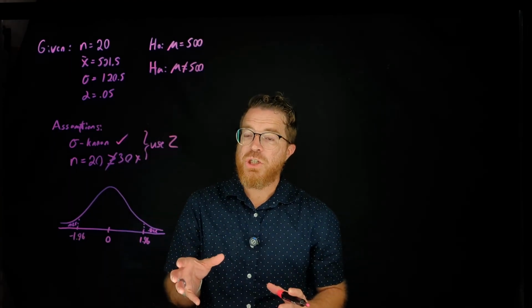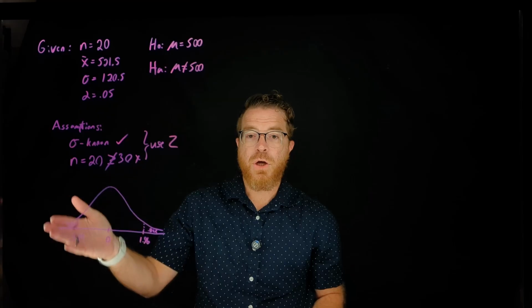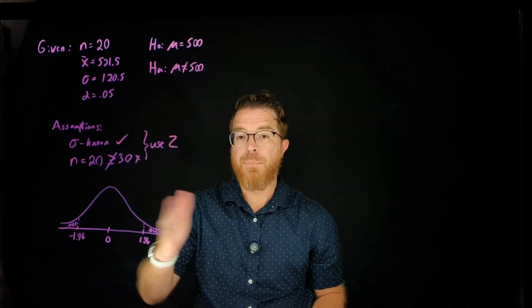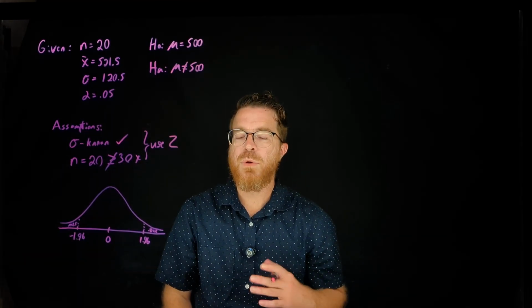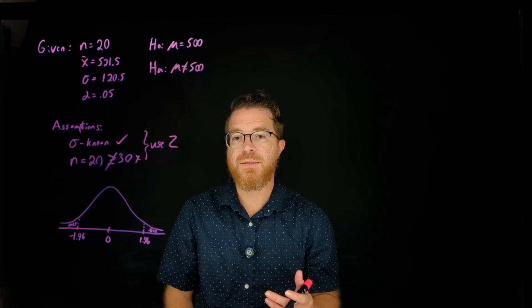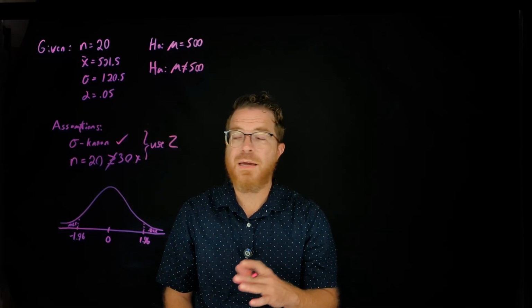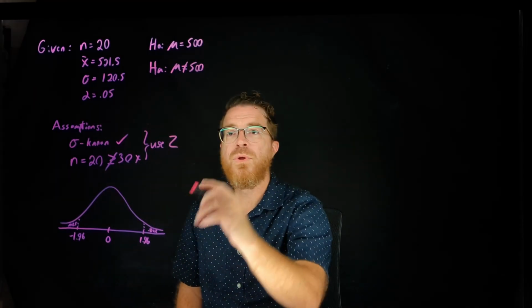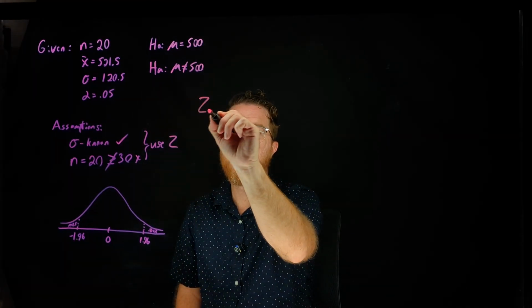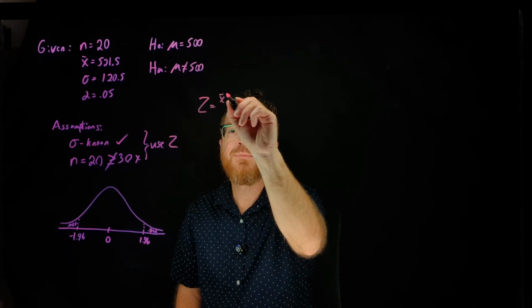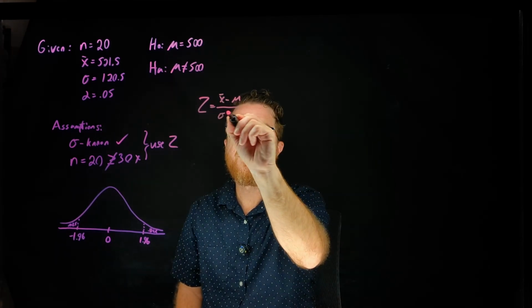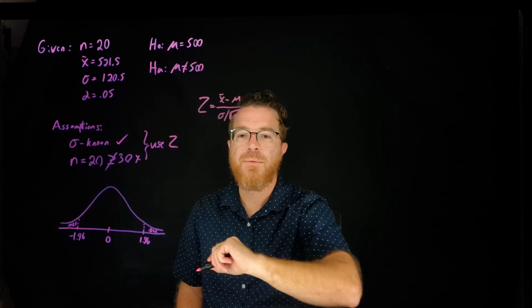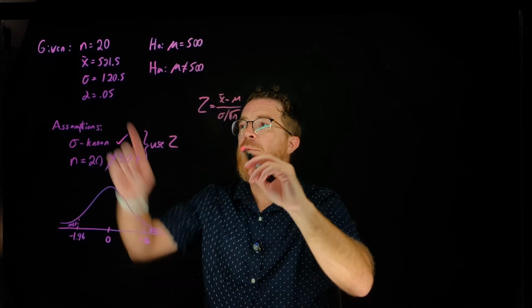So based on the rejection region, if our test statistic falls below negative 1.96 or above positive 1.96, we would have enough evidence to reject our null hypothesis. So let's find our test statistic. We're using the z value, right, because we're using standard normal. So our test statistic is going to be z equals x bar minus mu over sigma divided by the square root of n, which is going to be, we're going to plug in our values.